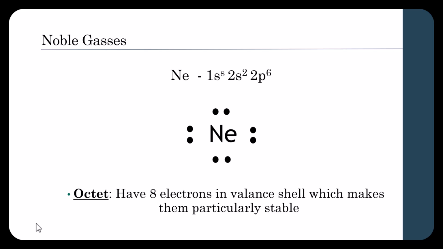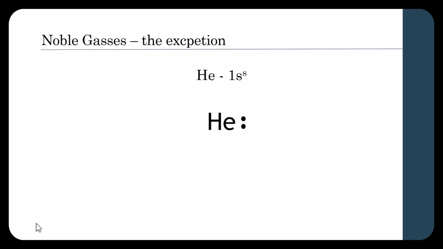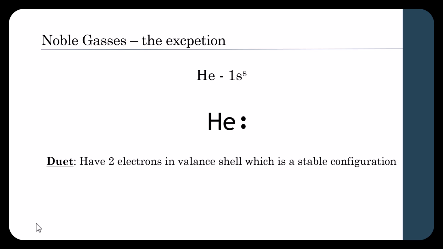He's the second element. He's got 2 electrons. But as it turns out, those 2 electrons make the first energy level full. So it is stable, but it is an exception to the rule. So helium has what we call a duet. That's having the 2 electrons in the valence shell.